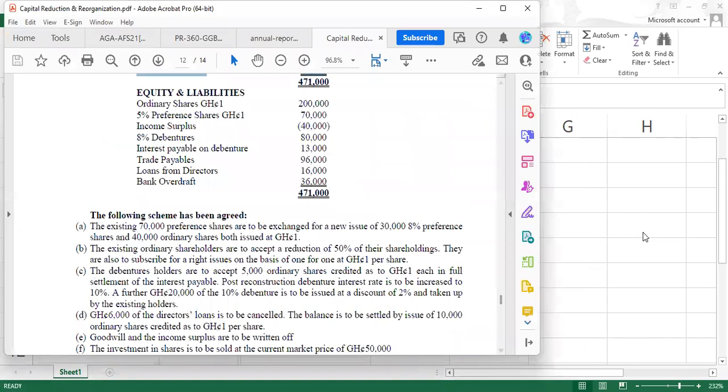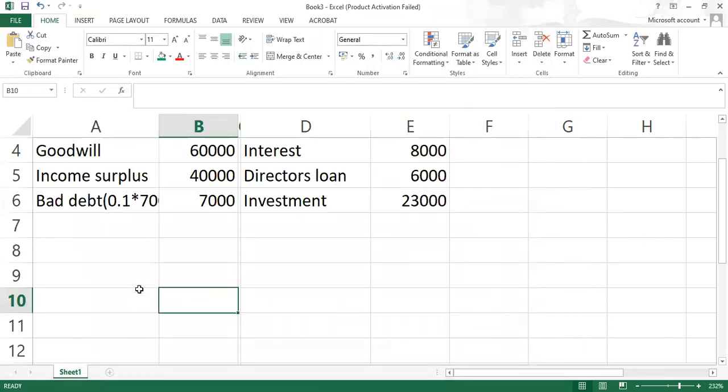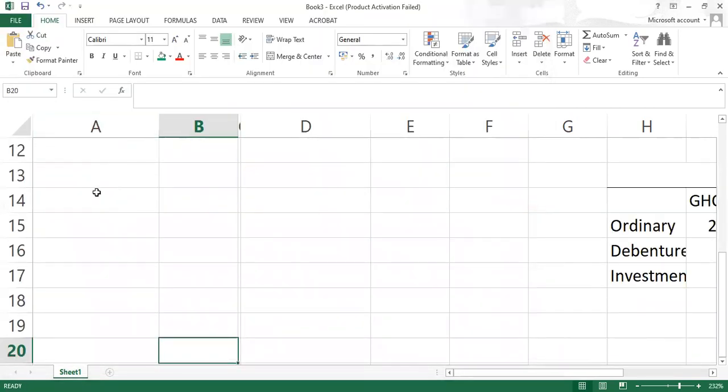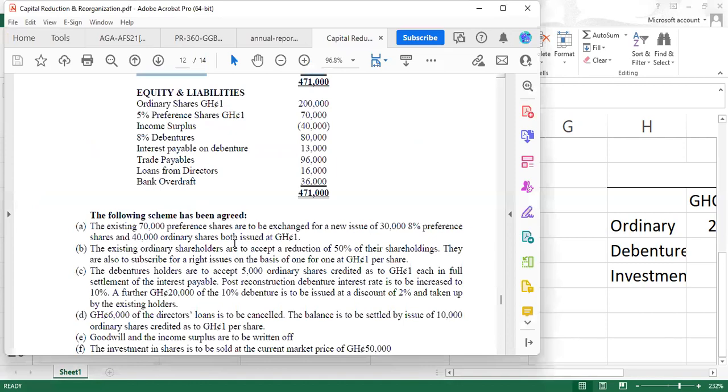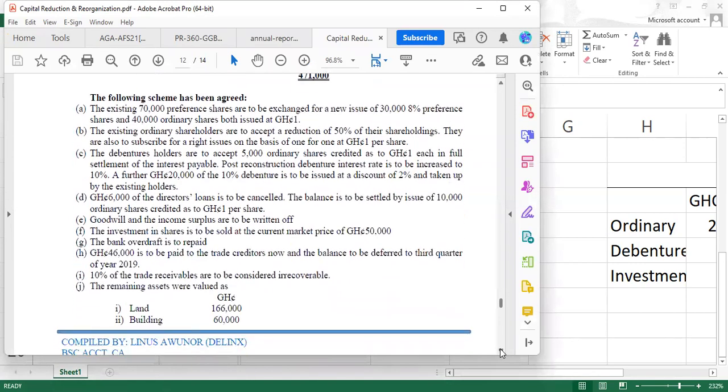Should we be doing the statement of financial position too at once? No, sir, please let's finish and then we'll pick the figure. Okay. Let's count to the J.